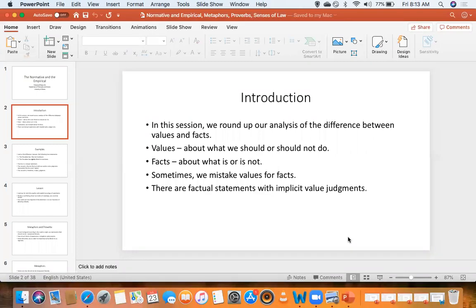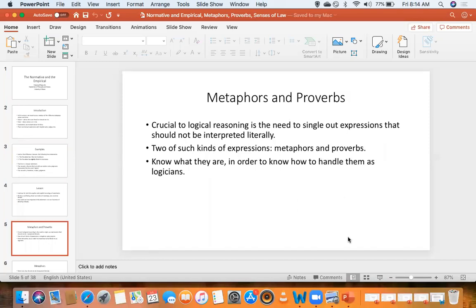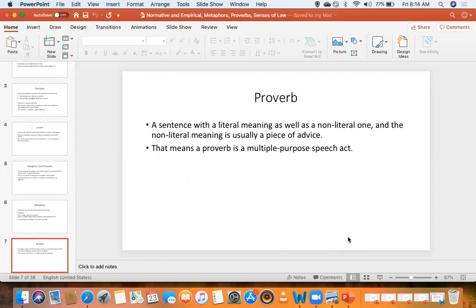We also distinguished facts and values, but we noted that sometimes we can mistake values for facts. We can see factual statements with just a single word that converts them from factual statements to value judgments. We saw examples, and then we went on to metaphors and proverbs. And we had said metaphors are statements that shouldn't be interpreted literally. We saw examples. Then we saw proverbs, which we said perform multiple purposes.